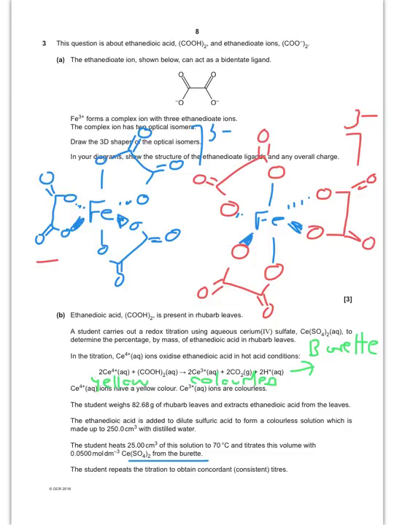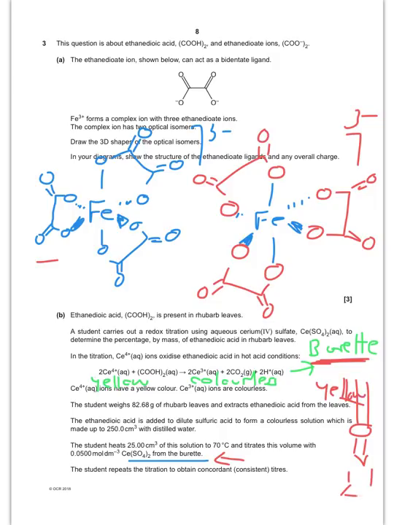So on the next page, they're going to ask us for the colour change to mark the endpoint for this question. Now, they told us that cerium 4+ is yellow and cerium 3+ is colourless. But the key thing to notice is that this is in the burette, which they've told me here. So that means that in my burette, like so, my solution is going to be yellow.